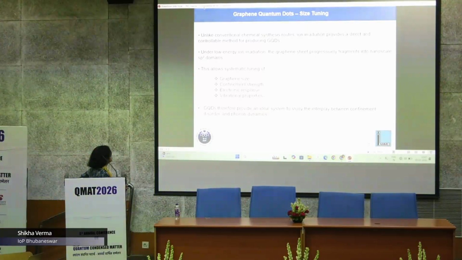So how do we do the size tuning? Unlike the conventional chemical synthesis routes, ion radiation provides a direct and controllable method for producing these quantum dots. Under low energy ion radiation, the graphene sheet can progressively fragment into nanoscale sp2 domains, and this allows systematic tuning of graphene size, confinement strength, electronic response, vibrational response, and we'll look at many of these parameters. So GQDs therefore provide an ideal system to study the interplay between the confinement, disorder, and some phonon dynamics.